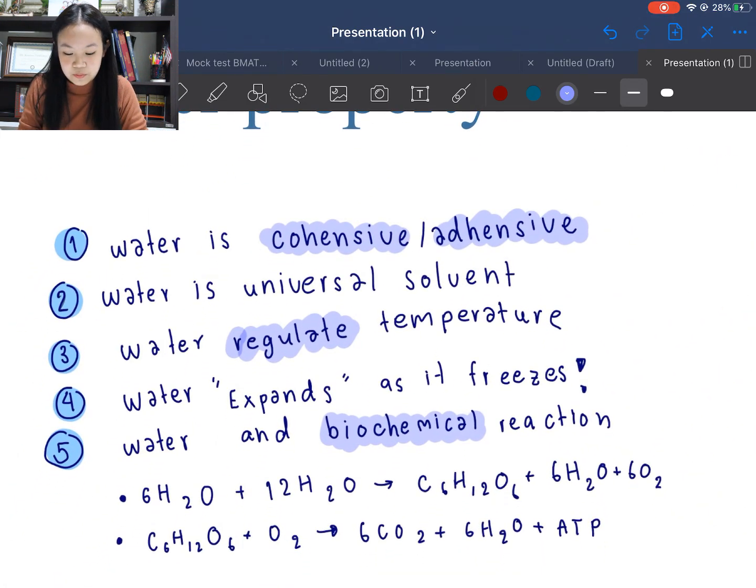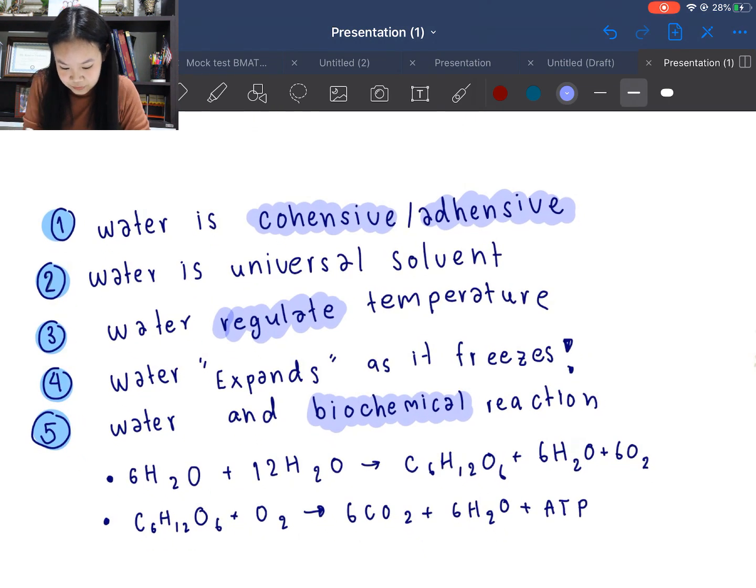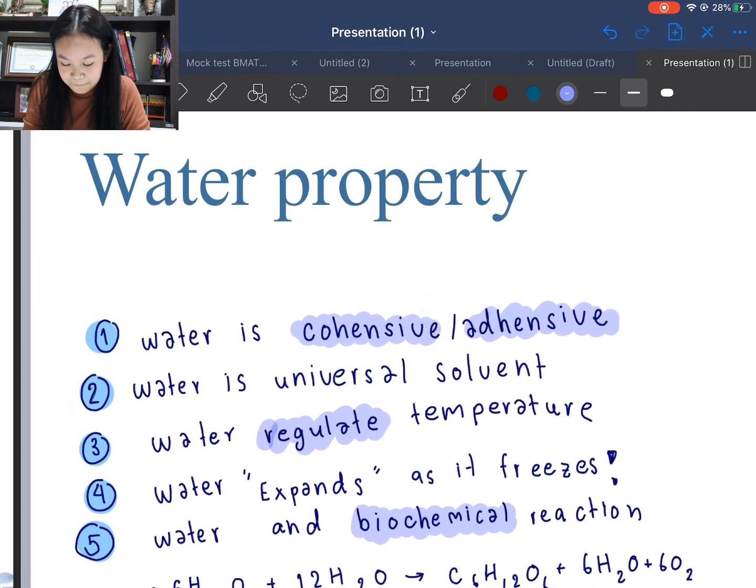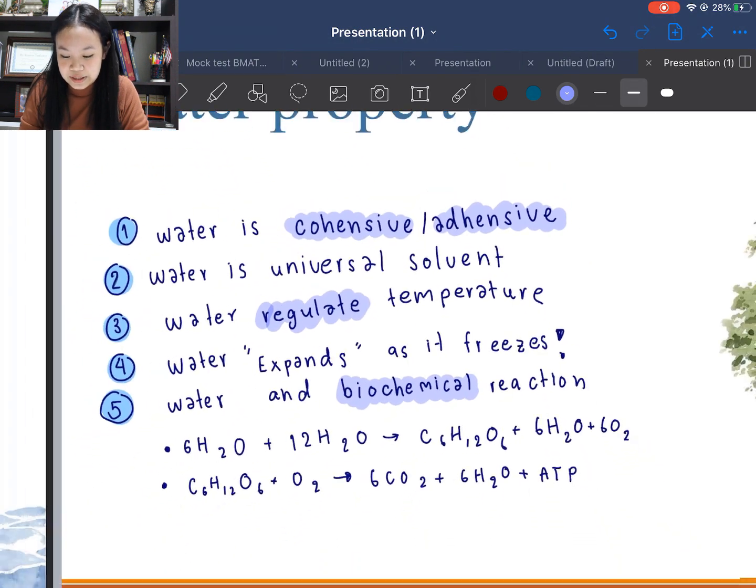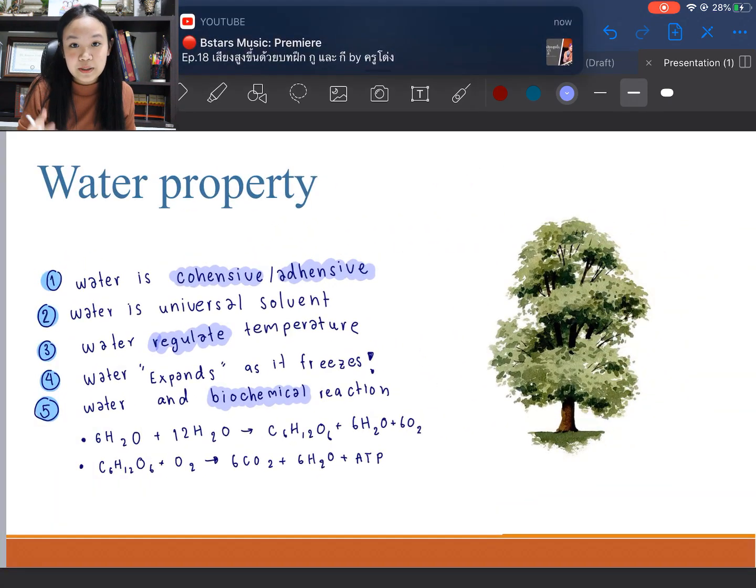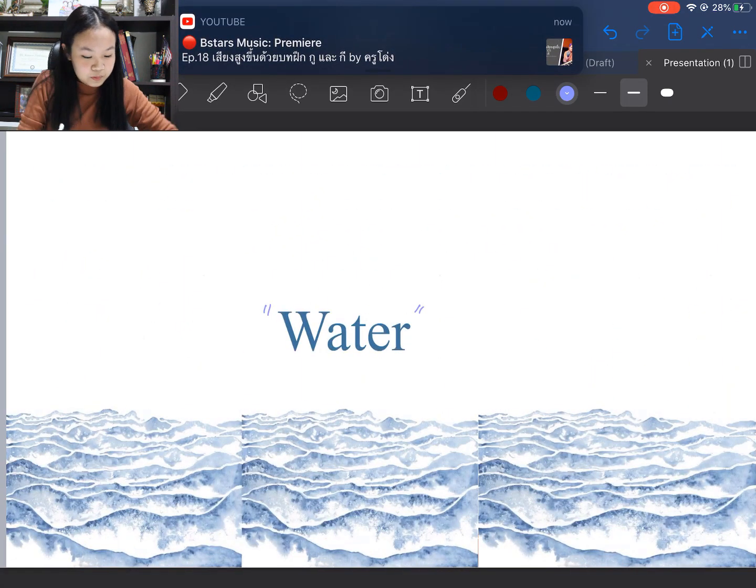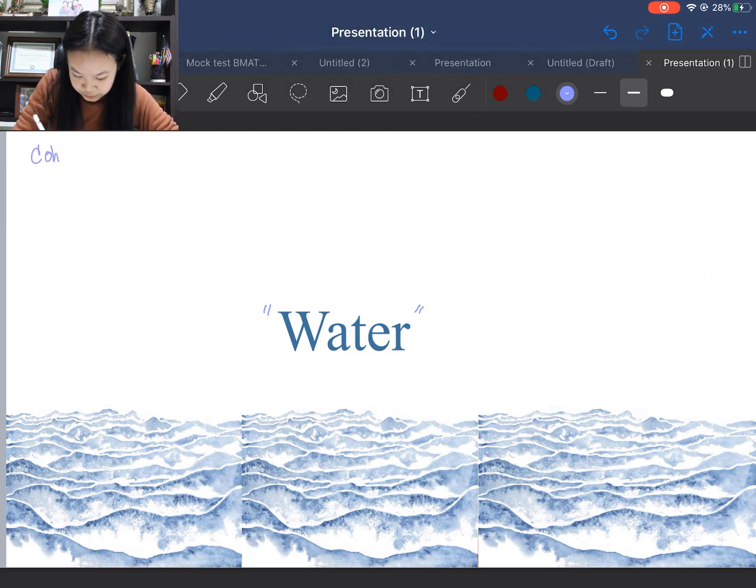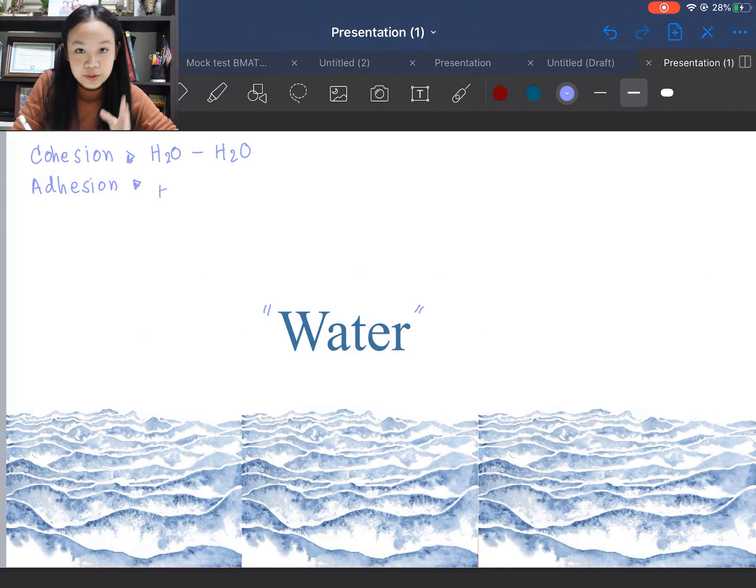Now water, we are going to talk about, has 5 different properties that we have to remember in order to do the SAT. So first, the property is that water is cohesive and adhesive. What do I mean by cohesive and adhesive? I'm going to go through it right here really quick. You have to know the vocabulary of cohesion and adhesion. Cohesion is when water molecules stick to water molecules, while adhesion is when water molecules stick to other molecules.